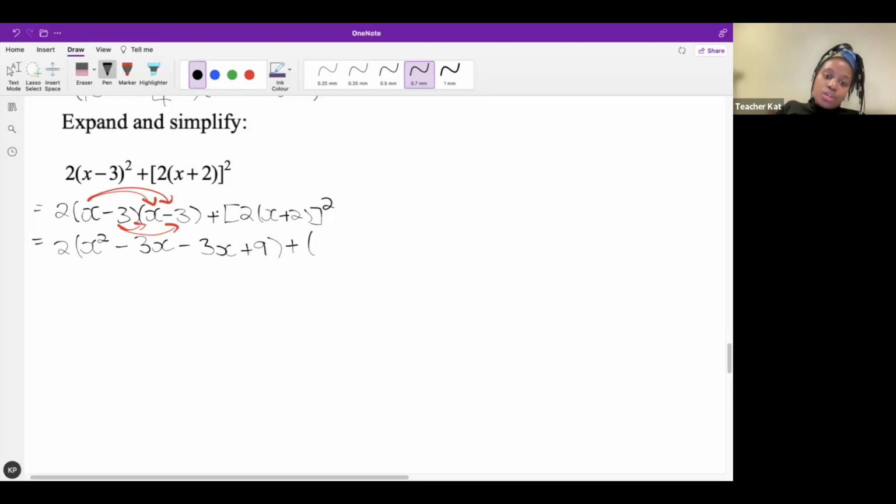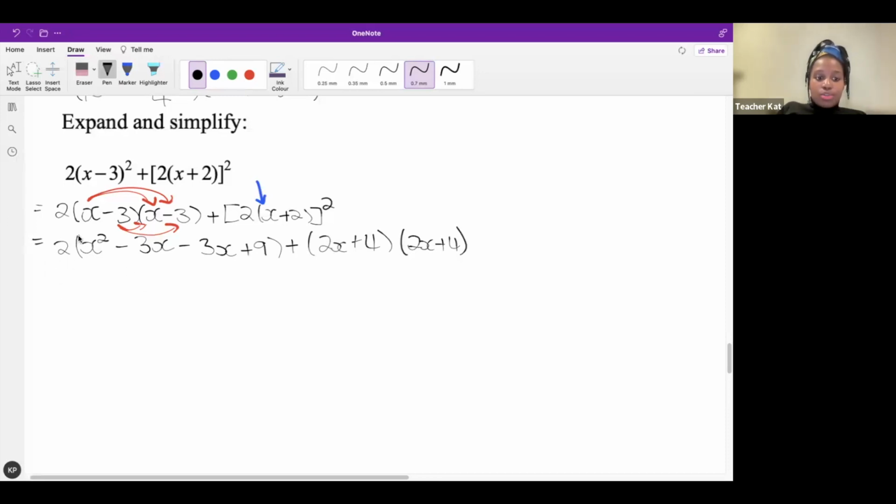Plus, I need to work inside my bracket here because the square is outside. This one we squared first, but here we're doing brackets first. You always look at what is inside the bracket that you can simplify. So let's distribute my 2. What is 2 times x? 2x plus 4. And this is all still squared. Since it's squared, I'm going to write it in the expanded way so that we can expand 2x plus 4 in the next step.